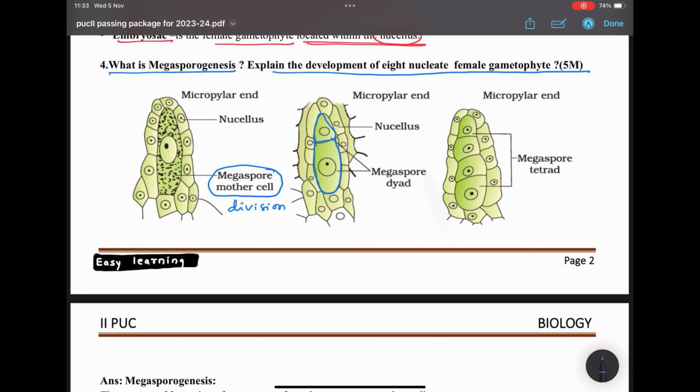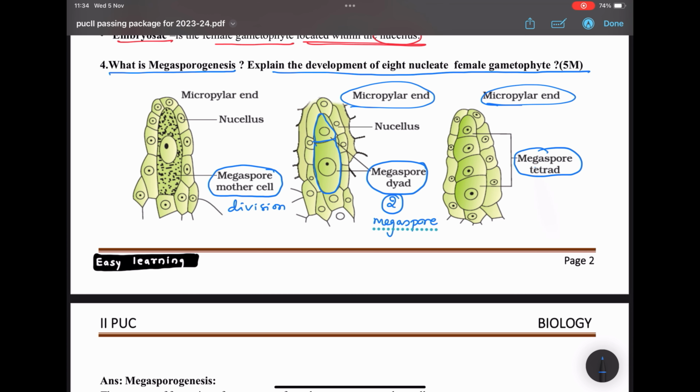Here the megaspore mother cell will undergo division to form a megaspore dyad, that is 2 megaspores. Again it will undergo a second division to form a megaspore tetrad. 4 different megaspores will get formed, of which 3 will degenerate and only 1 will be the functional megaspore.